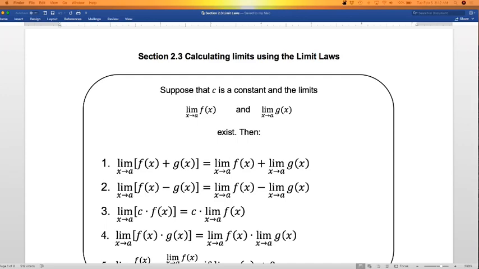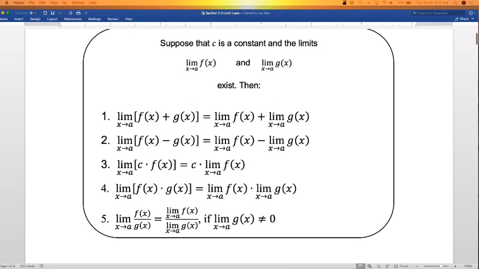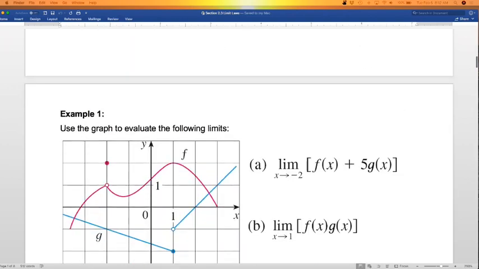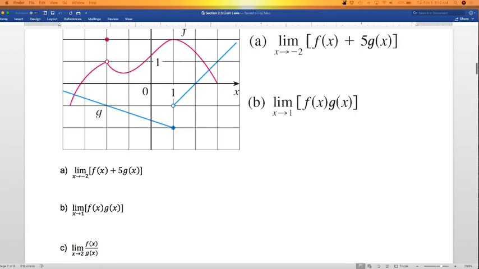So for our answer, we would write it doesn't exist, because if one of them doesn't exist, then that whole limit doesn't exist. So that's our answer for that one. The limit as x approaches 1 of f of x times g of x does not exist. Okay. Does not exist. All right, let's look at C. The limit as x approaches 2 of f of x over g of x.